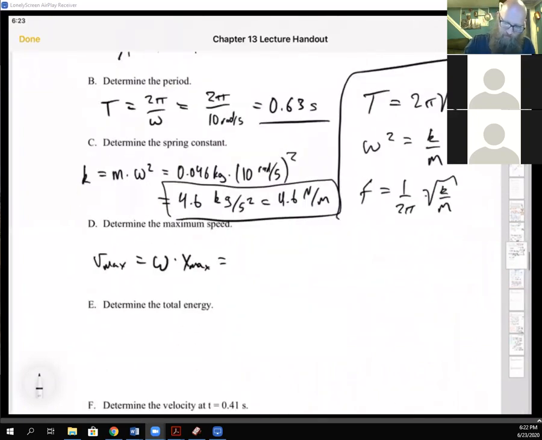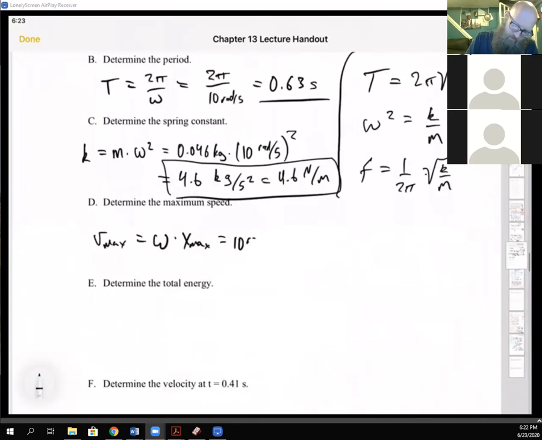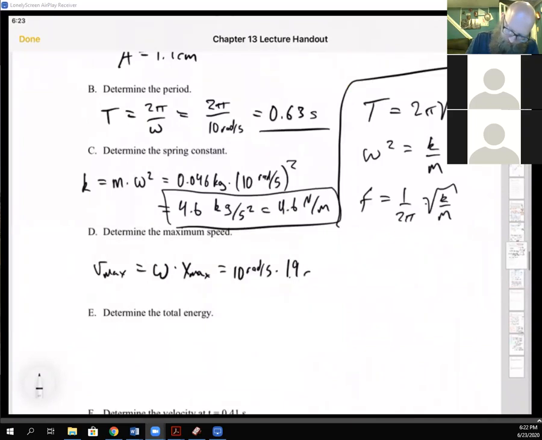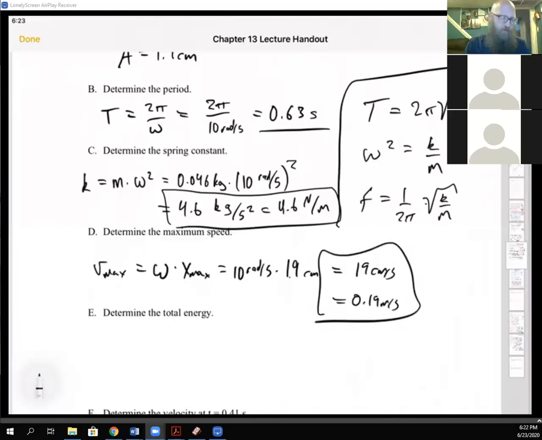You buy that? 10 radians per second times 1.9, is that right? So that's 19 centimeters per second, or 0.19 meters per second if we're trying to be in the SI unit.